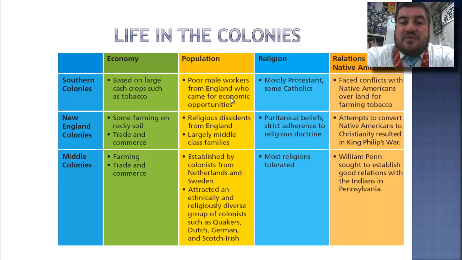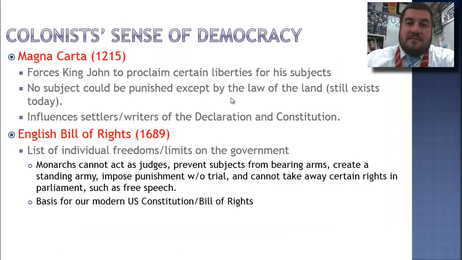In the south, you have mostly Protestant, but there's some Catholics. In New England, you have mostly the Puritans. And in the middle, again, it's most religions are tolerated. So that's basically what you need to know. The differences are between the New England and the South, and then the middle is sort of a little bit of both. So where does the colonist sense of democracy come from?